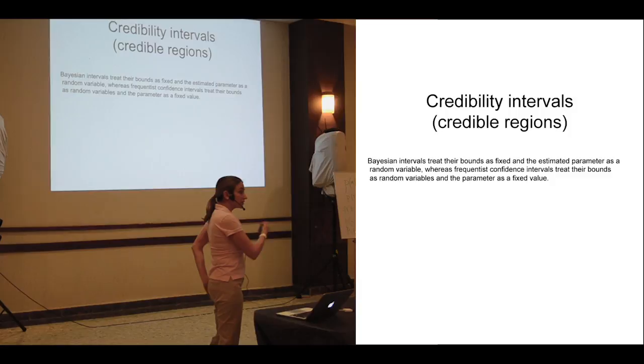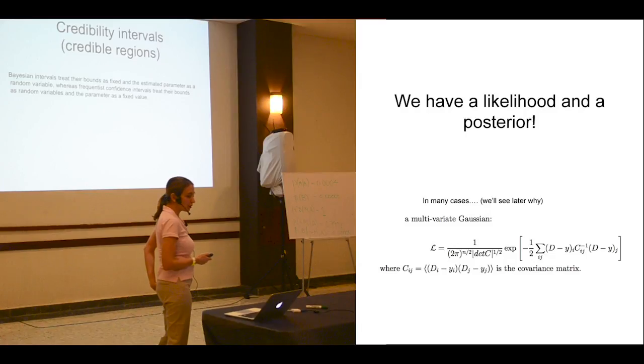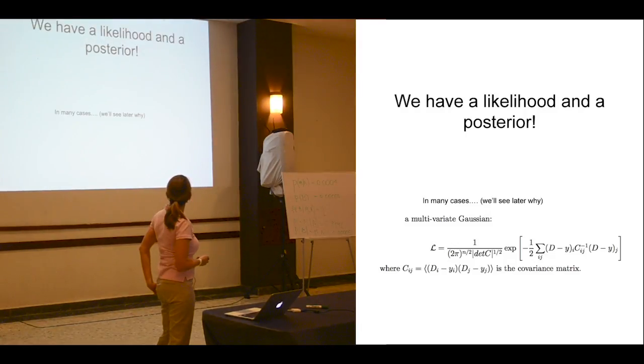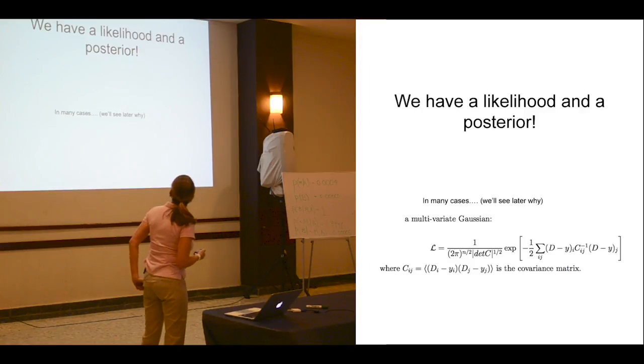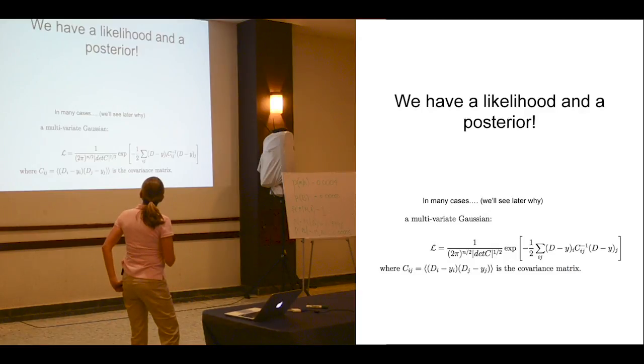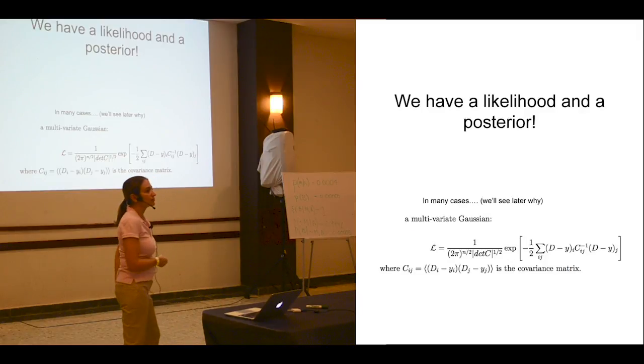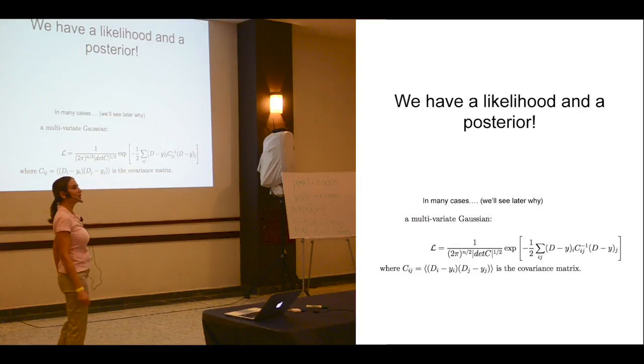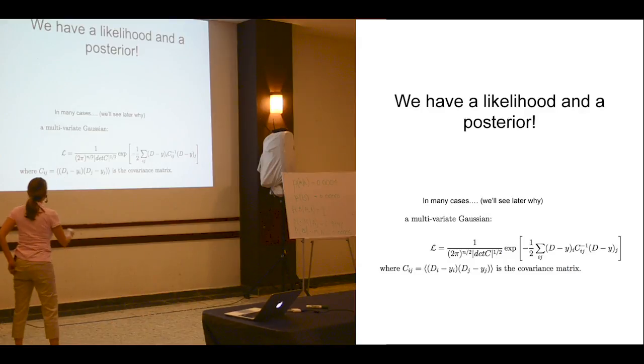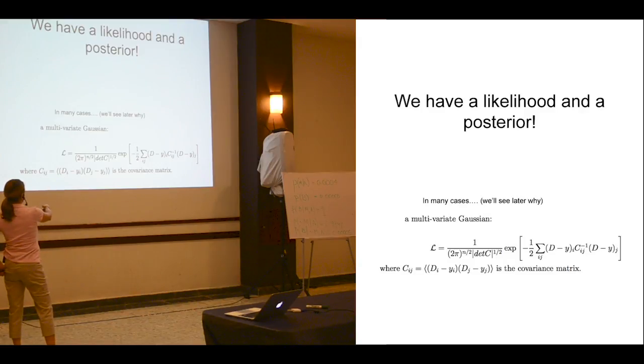But if we are doing statistics seriously, we don't just use a cooking recipe of the chi-square and report that. We have a likelihood and we have a posterior, so we can use those. In many cases, we'll see later why. One can say that the likelihood is a multivariate Gaussian. Now, if you don't remember how a multivariate Gaussian is written, this is how it is written. So that's your data, that's the prediction of your model, and that's the inverse of your covariance matrix. And it turns out that the covariance matrix is this.